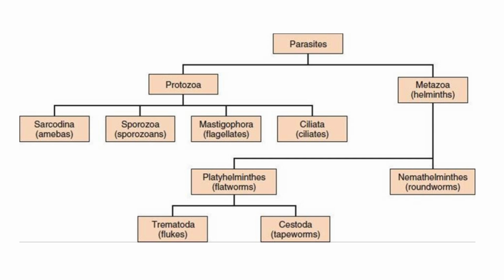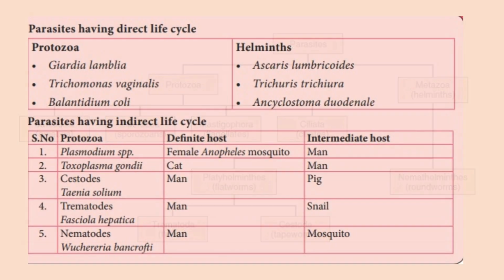Okay, so parasites: amoeba, sporozoans, flagellates, and ciliates. Metazoans or helminths are roundworms and flatworms. Flatworms are again divided into tapeworms and flukes.